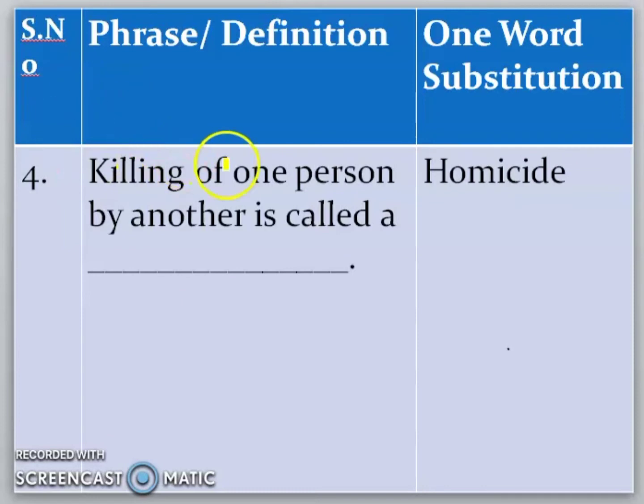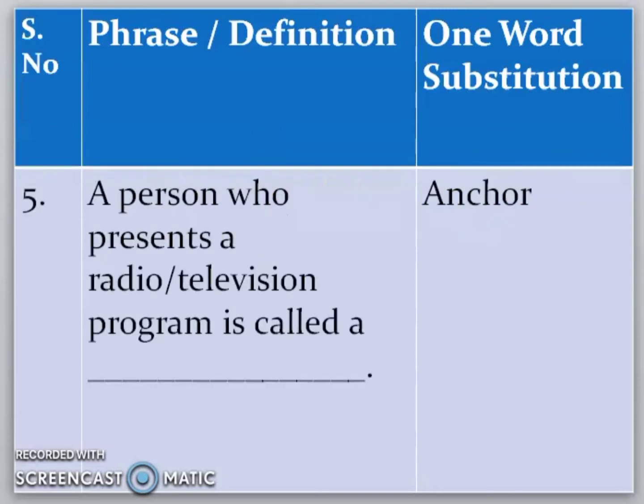Killing of one person by another is called a dash. Again we are having killing here, so we should associate it with cide, right? It's called homicide. We have the root word cide here. We will tell ourselves that it's just the meaning of killing. So killing of one person by another is called homicide. Killing of a group of people is called genocide, and killing of oneself is called suicide, right? Moving to the next.